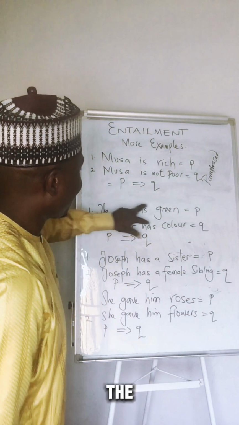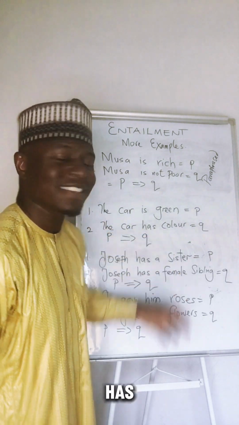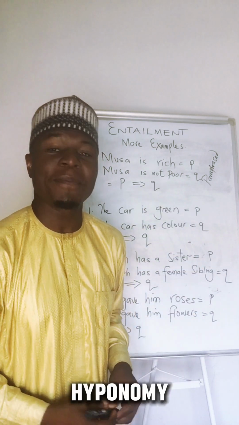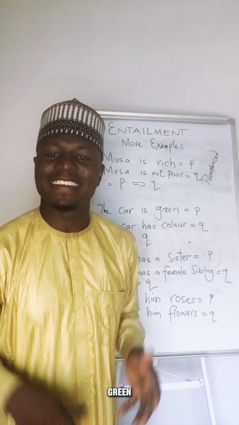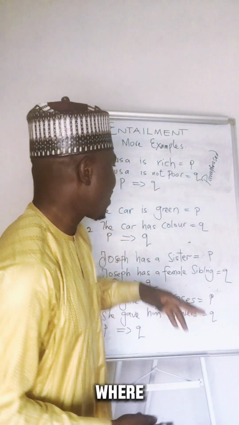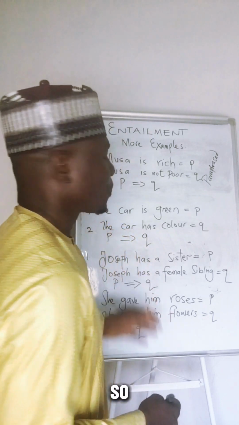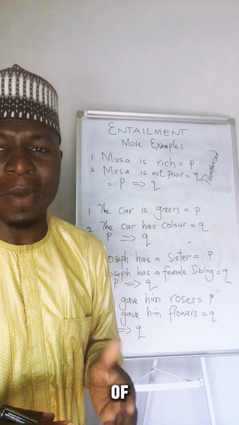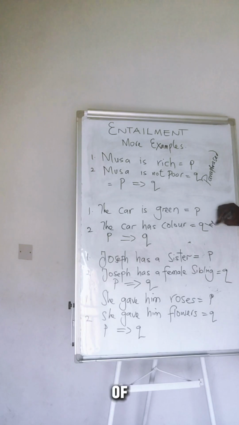Okay. The car is green. It entails the car has color. The relationship between green and color is that of hyponymy. Green is included in color. Green is a specific type of color. So it's a relationship of inclusion where, when we get a color, we can have green, we can have red, we can have purple. So you can also get your entailments based on the relationship of hyponymy. This is all part of lexical entailment. So here it is that of hyponymy.